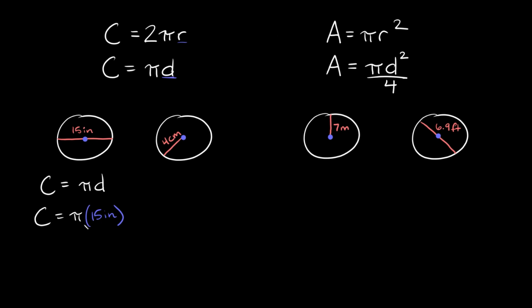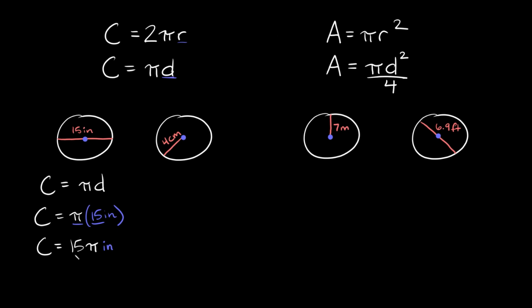Now we can multiply some stuff together, right? We can multiply this 15 times this pi, which is just equal to 15 pi. So we can write our answer as C is equal to 15 pi. And remember, our units are inches, right? So make sure you always include your units. So this would be our final answer right here. The circumference is equal to 15 pi inches.